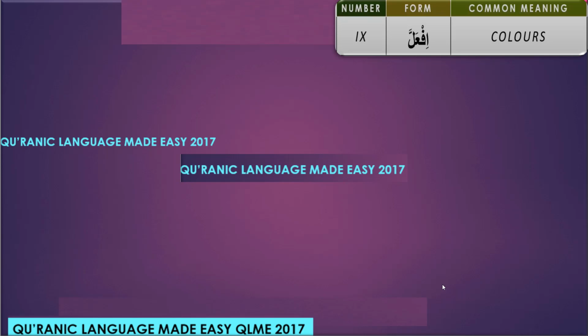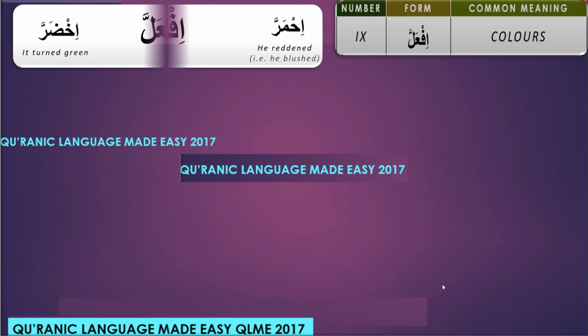This is a rare form that mostly occurs with a few verbs that describe color and physical defects. For example, we have ihmarra, like the if'alla pattern, he reddened or he blushed, or ikhdarra, it turned green. This is built on Form 1 by adding the prefix i to the Form 1 verb, placing a sukun over the first radical and adding a shadda to the last radical. Ihmarra, if'alla. So here hamar relates to redness. Ihmarra means to become or turn red. So this basically relates to colors or body defects.